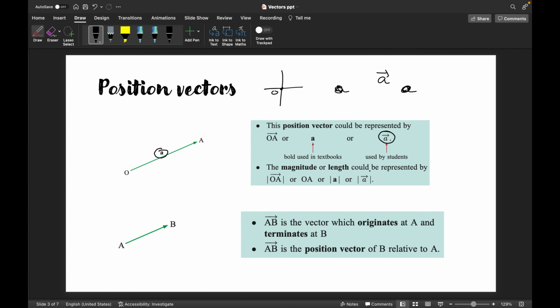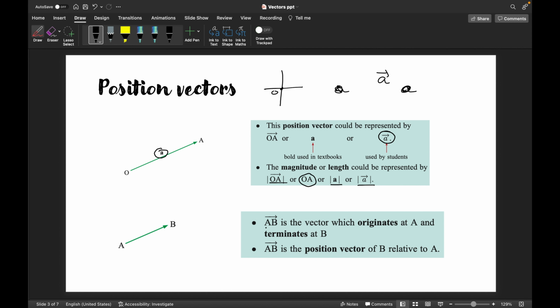The magnitude or length can be represented by the magnitude of this or just OA. OA would be the length, and either this, or this. We're going to learn about magnitude soon, but you can think of it as the distance, like how long it is. And that's what a magnitude is.